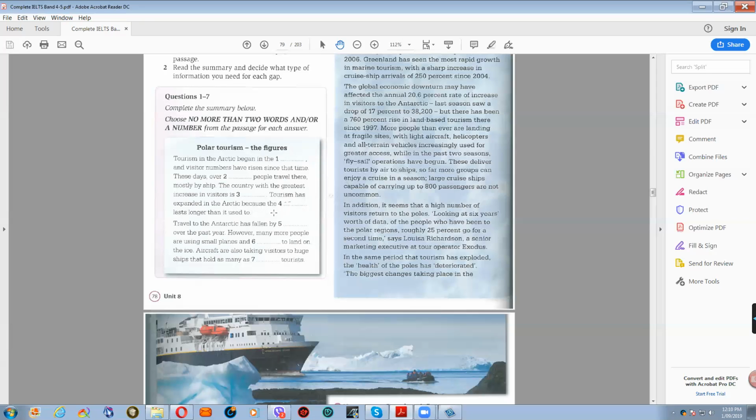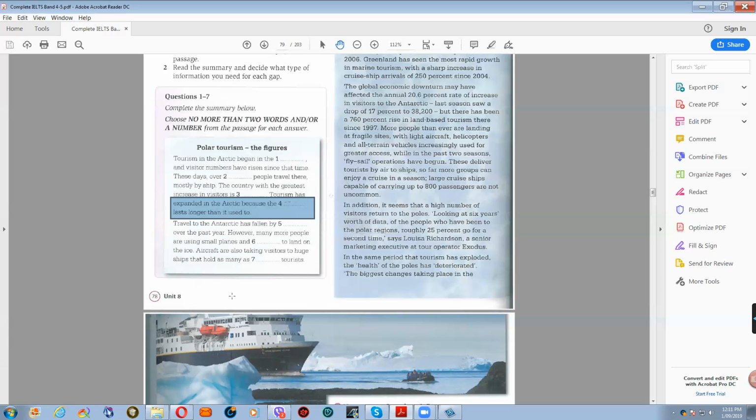Tourism has expanded in the Arctic because the what? Now think about this. They have 6 months of sunlight and 6 months of dark. So what do you think has changed? It's a season. Summer, 6 months of sunlight. Winter, 6 months of dark. So it may become 7 and 5 or something like that. But there are only 2 seasons, not 4.